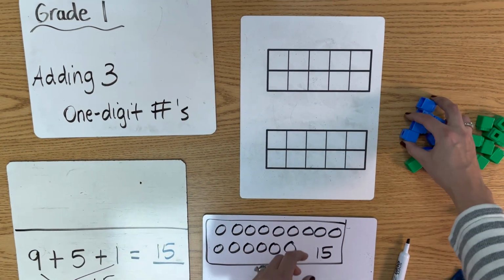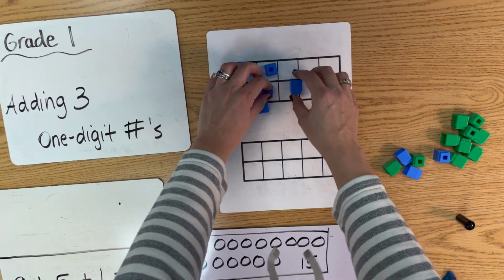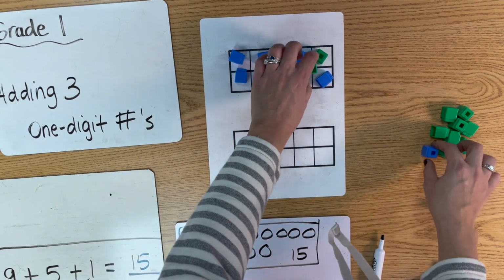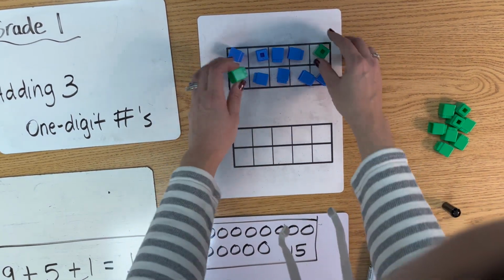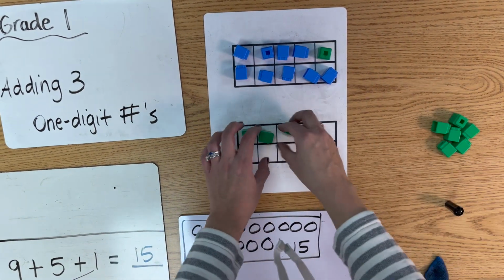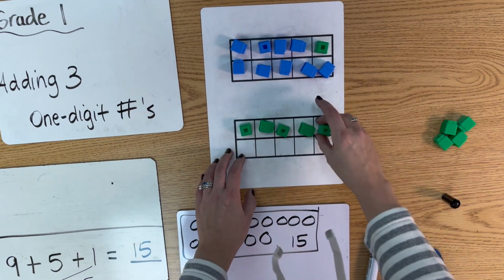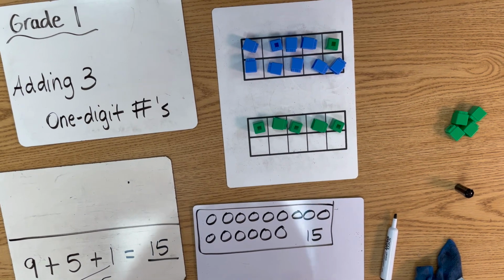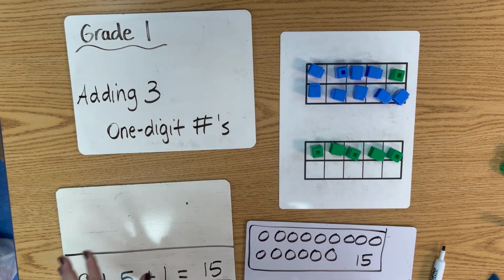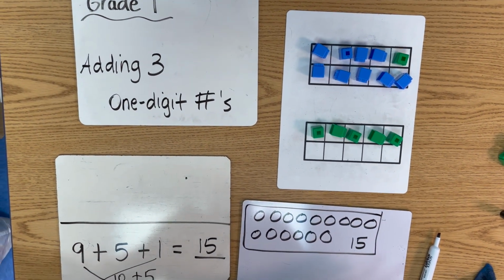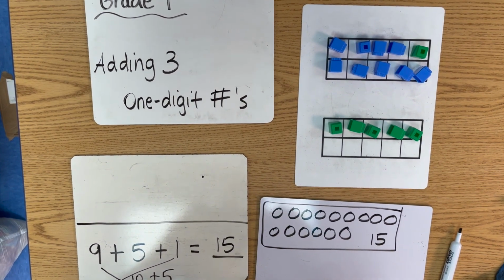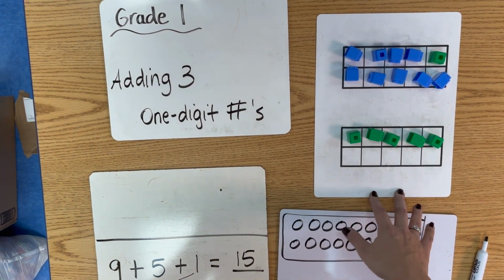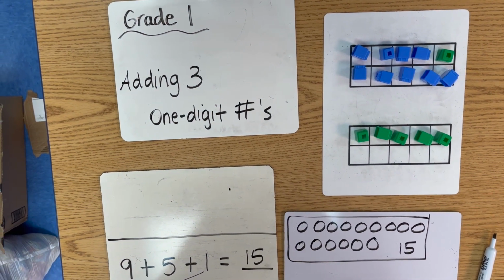Another way to do this would be the double 10 frames. So I have 9. I'm going to add my 5, 1, 2, 3, 4, 5, and 1 more, and I have 10 and 5 more, which also gives me 15. So this is something you can do at home with crayons, paper, pencil paper, whiteboards, and any kind of small toy or cubes or chips. You can ask your child's teacher for double 10 frames, or you can draw it out on paper.